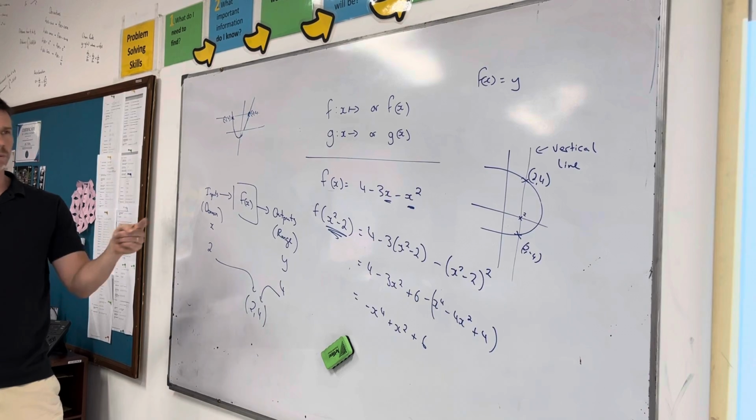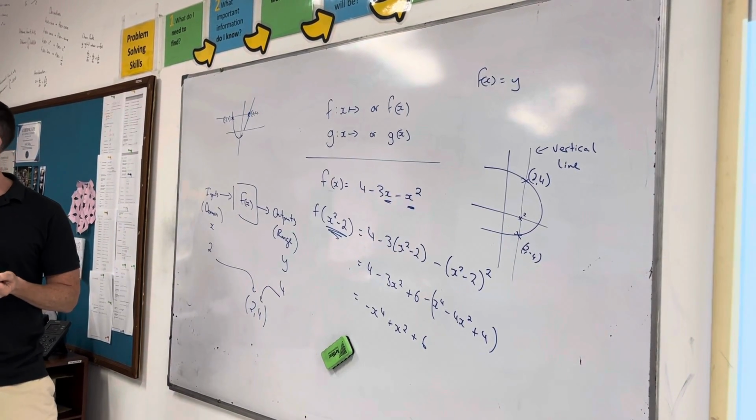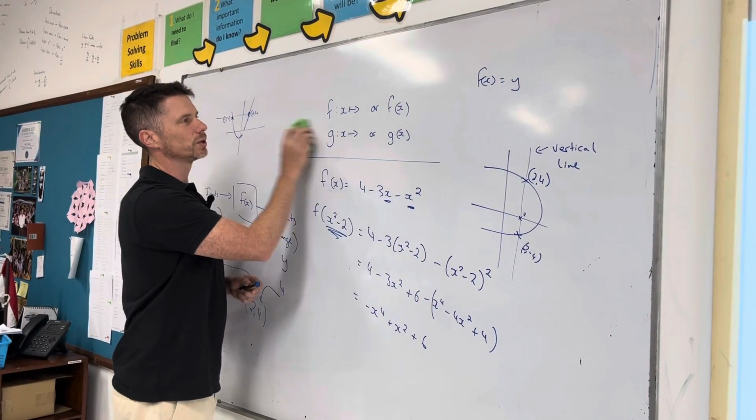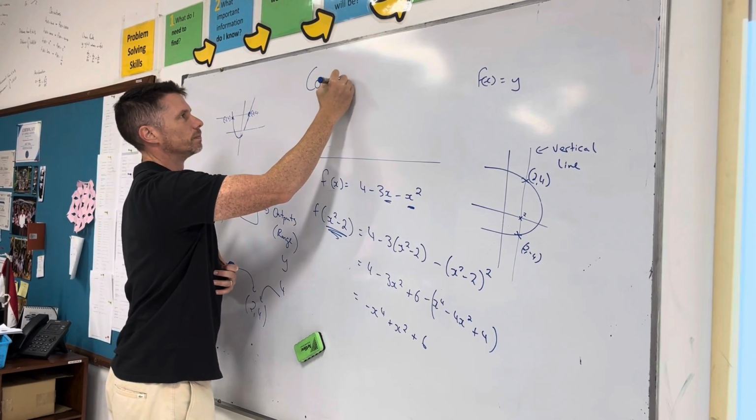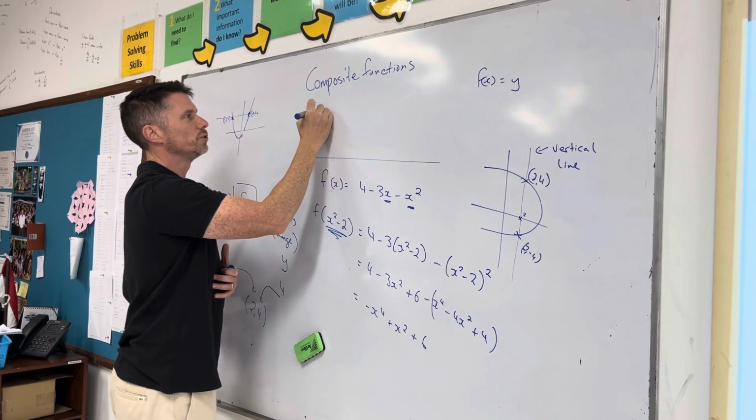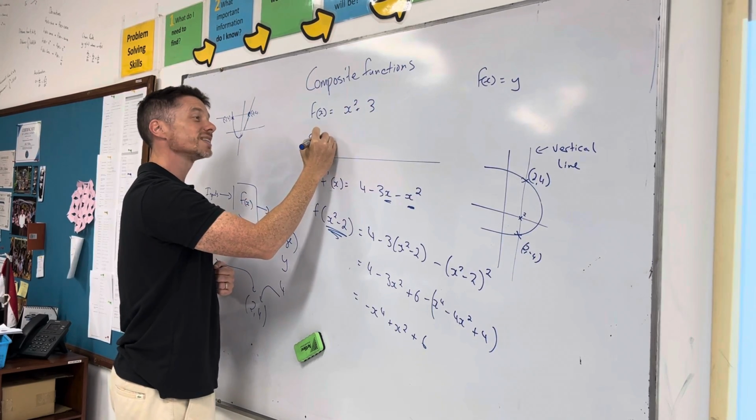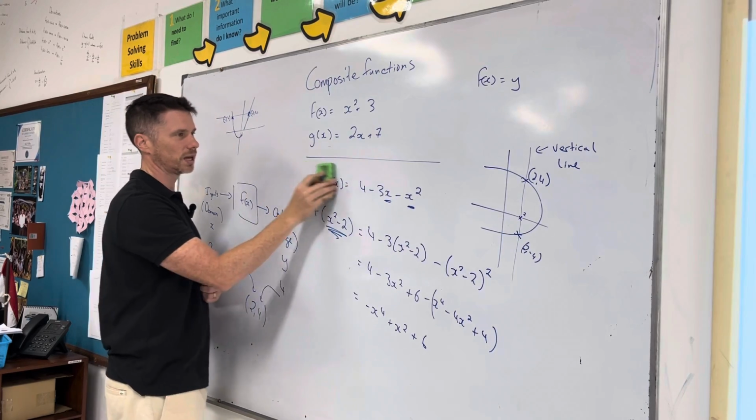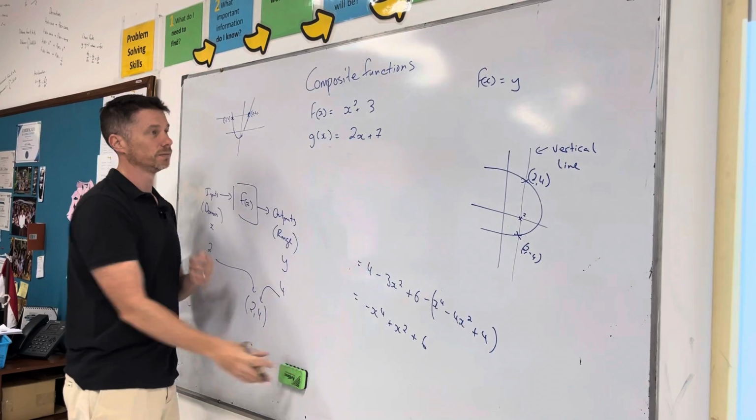Okay, there's a terminology for when we put functions into functions. What's that called again? Composite functions, yeah. So composite functions is when you're given two functions. So f(x) can be x squared plus 3, and a second function, g(x), 2x plus 7. And I need to combine these two. What happens when I combine them together?